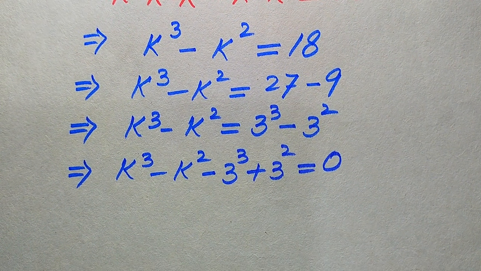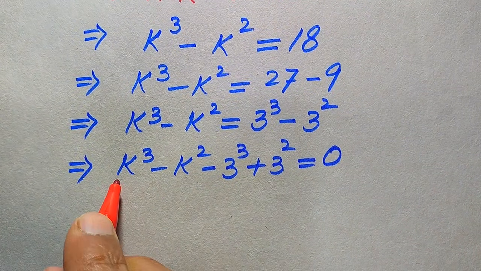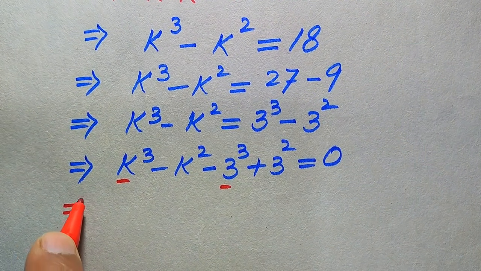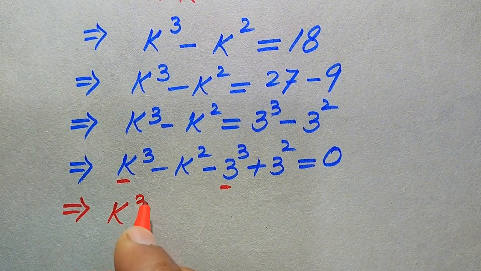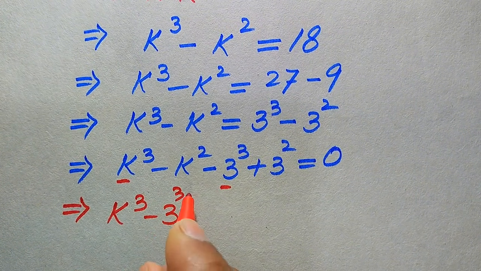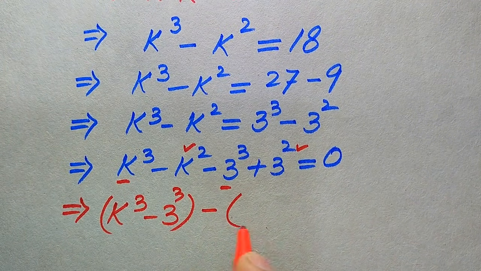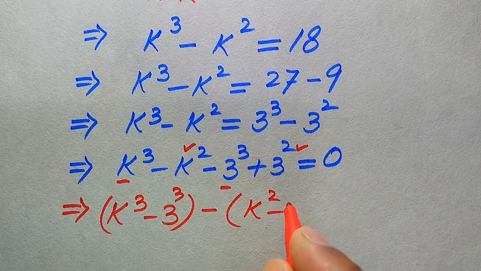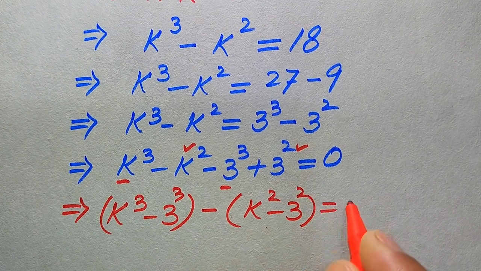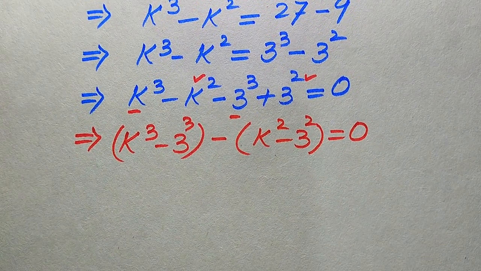And now further in the next step we need more simplifications, and here we need to make the pair of cubic term with cubic term, and it will be written as k cubed minus 3 cubed, and from these two terms we will take common minus sign, and we get the remaining values are k squared minus 3 squared, and this whole equation is equal to 0.